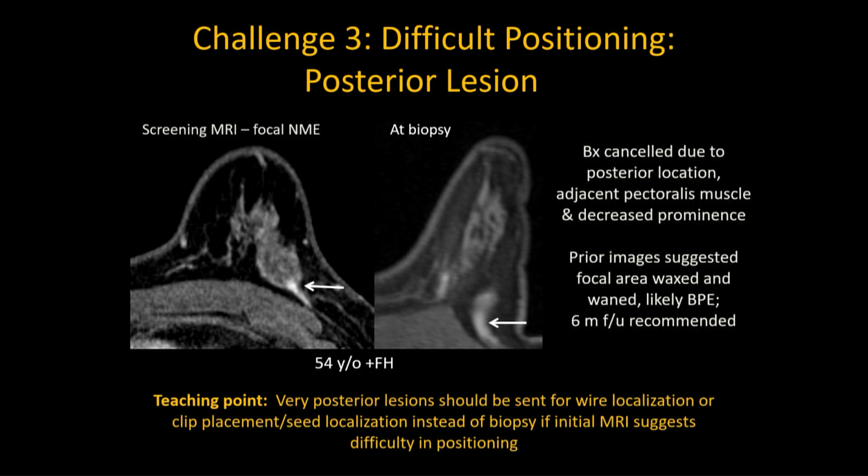Okay, our challenging case number 3, difficult positioning. So you're reviewing your imaging and you see it's a posterior lesion. These are tough, particularly posterior medial lesions, which I'll talk about separately. So this is a screening MRI with focal NME in the posterior lateral breast. And at the time of biopsy, you can see the far posterior lesion that if you put your introducer in, you're going to hit the pectoralis muscle.